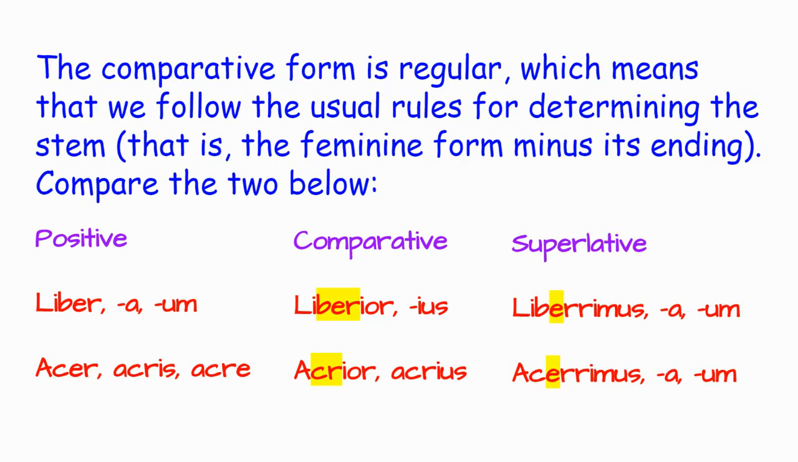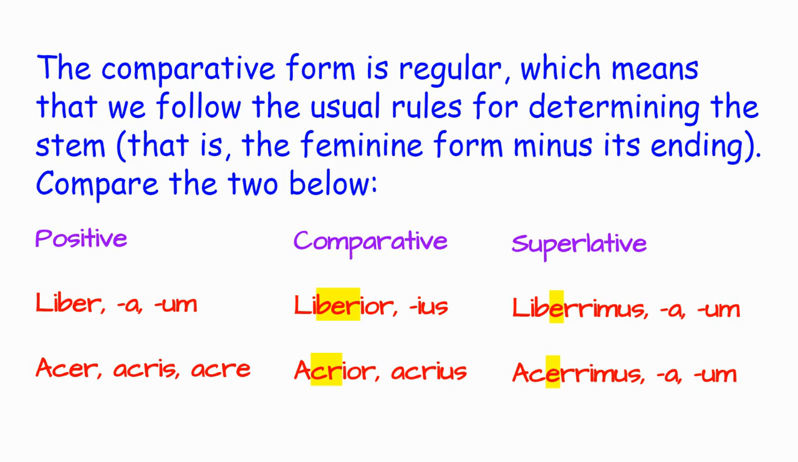The comparative form is regular, as I said, which means that there we do follow the usual rules. The comparative, we will add ior to the stem. This is where things get tricky because the stem comes from the feminine form. We look at the second form when they're listed in a dictionary. Liber, libera, liberum. Liber, we've got an E in the masculine and the feminine, so we keep the E. In the superlative, liberrimus, and we keep it in the comparative.